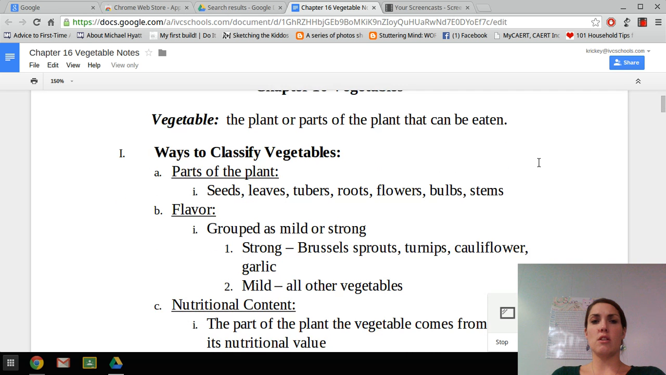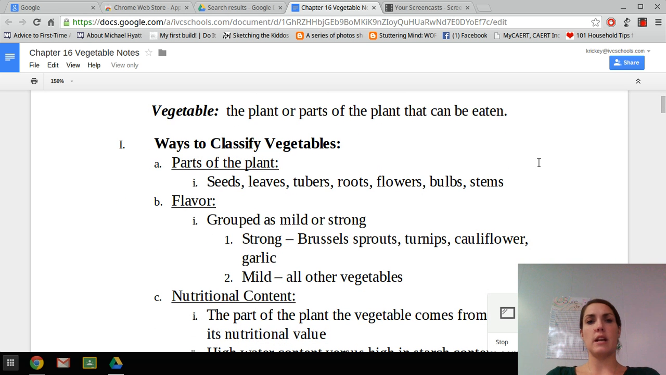And you'll see that there are several different ways. On your screen right now, you can only see three, but I'll go ahead and list them all and we'll cover them one by one. Letter A on number 2, the first way to classify veggies is as a part of the plant. B is going to be by flavor. C is going to be by nutritional content. D is going to be by color, and E is going to be by family. And we'll talk about each of those individually as we go through.